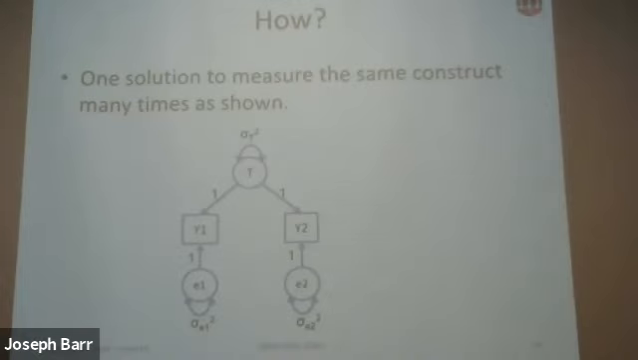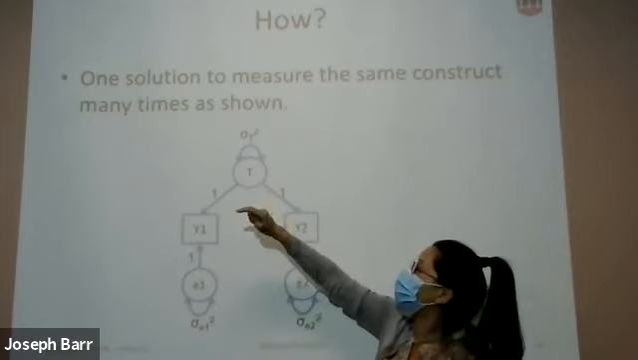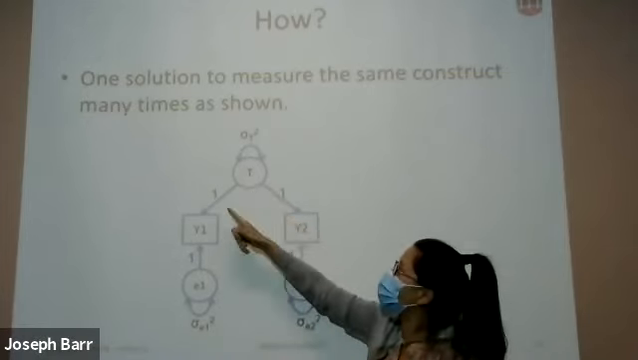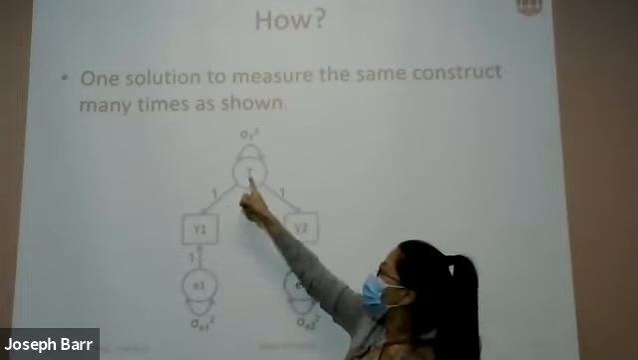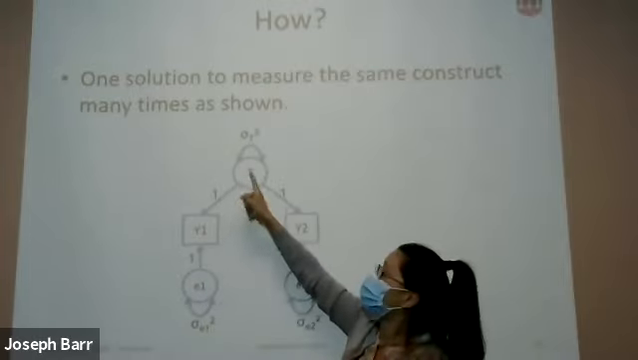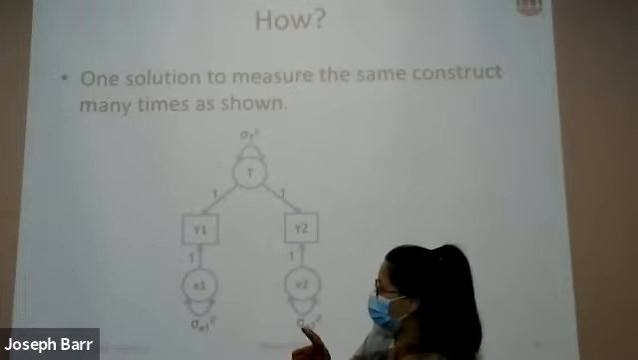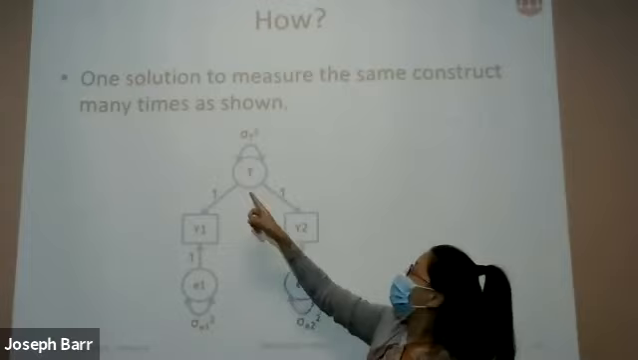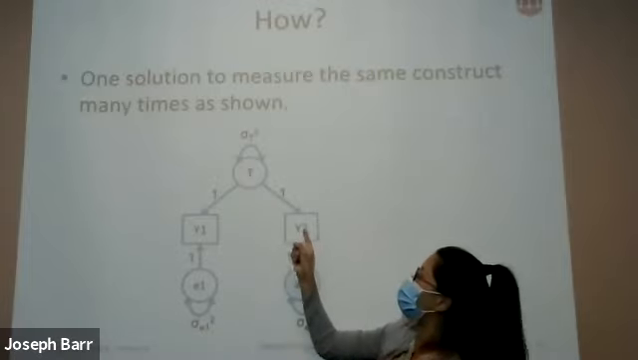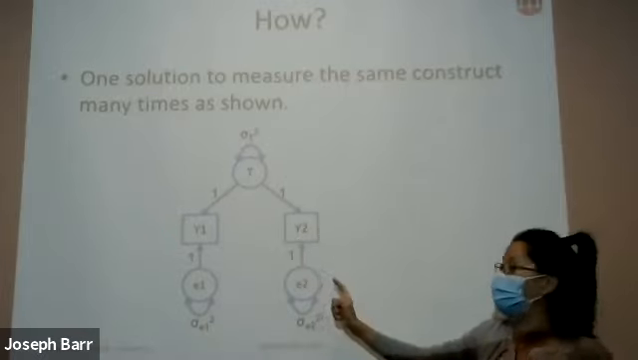Look at this solution. One solution is to measure the same construct many times, as shown. Our real interest is in this variable T, and we can try to measure it several times. The first time, we have the observed variable y1, a combination of the true score and the measurement error from the first time. Of course, we have the variance part. We can also measure the second time. We have the observed score y2, a combination of the same T score but a different measurement error.